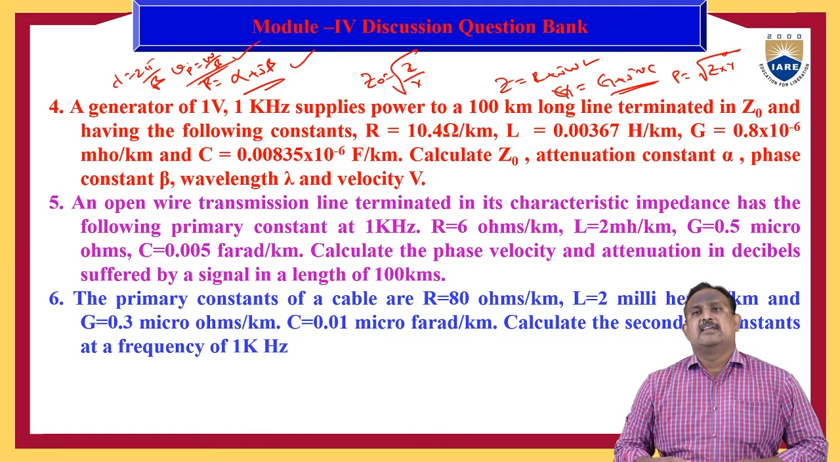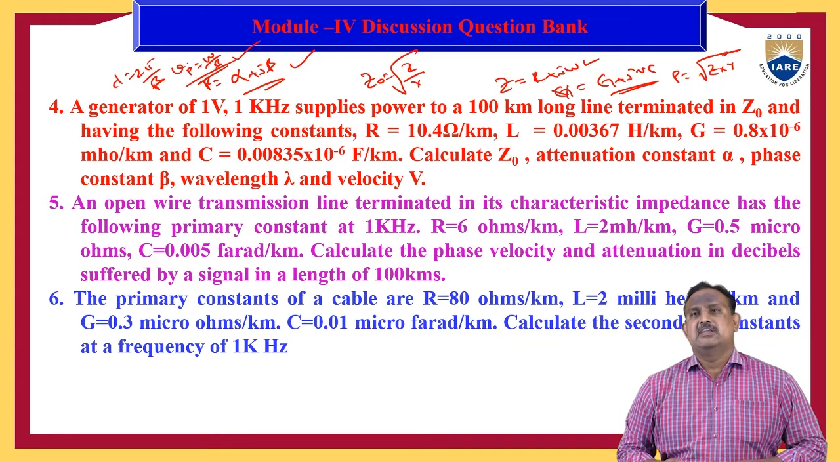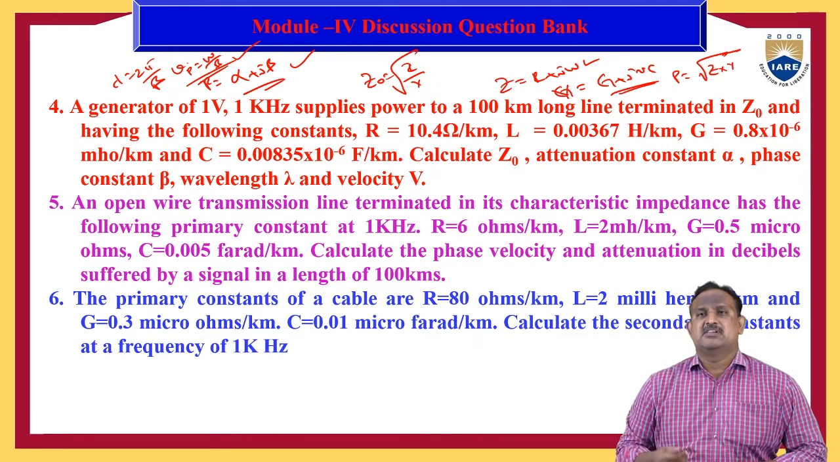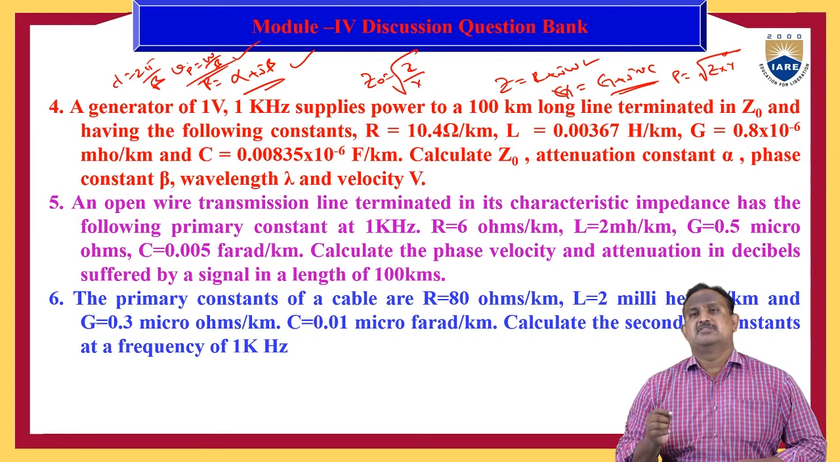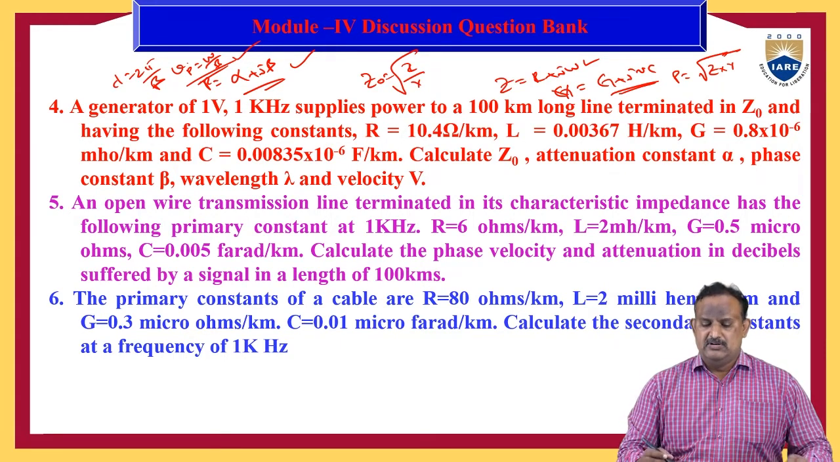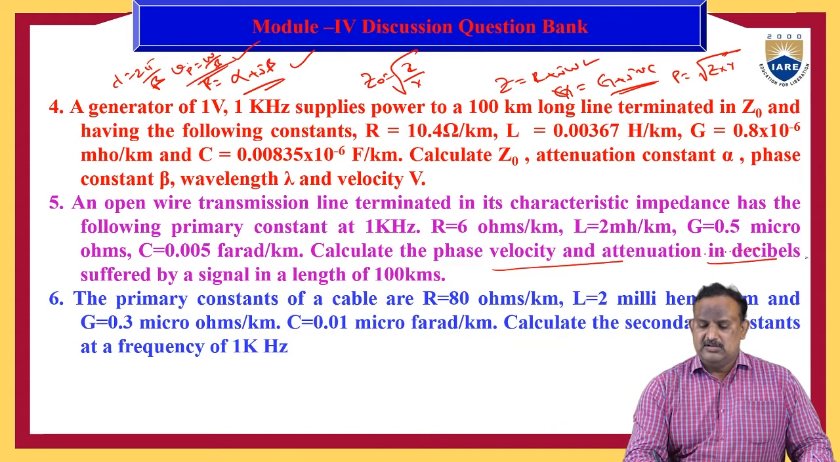Next, an open wire transmission line terminated in its characteristic impedance has the following primary constants at 1 kilohertz frequency. So R is given, L is given, G is given, C is given. The 4 primary constants are given. Then we need to calculate the phase velocity Vp and attenuation constant in decibels. So here we need to calculate the phase velocity Vp and attenuation constant.